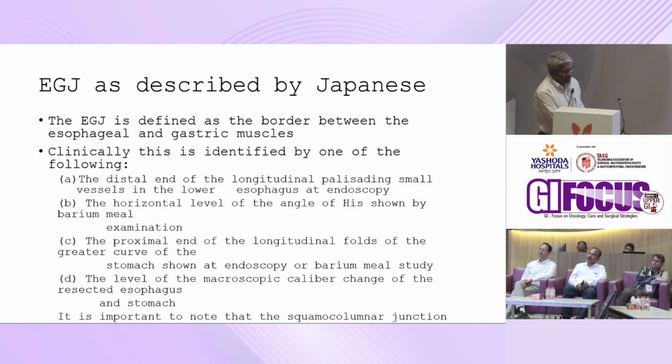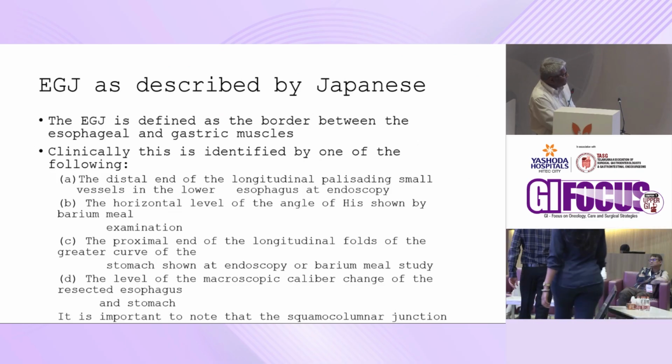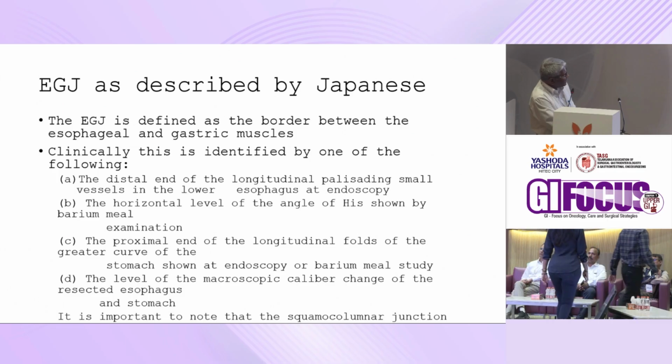Next, coming to the EG junction, how do we describe the EG junction? The Japanese have described the EG junction based on 4 criteria. If it is endoscopy, the distal end of the longitudinal palisading small vessels is taken as the GE junction. The horizontal level of the angle of His on barium meal is taken as the GE junction. And the proximal end of longitudinal folds of the greater curvature of the stomach shown on endoscopy or barium meal is to be taken as the GE junction.